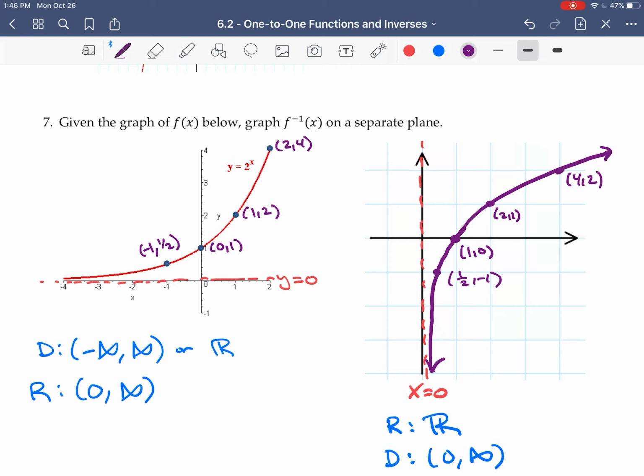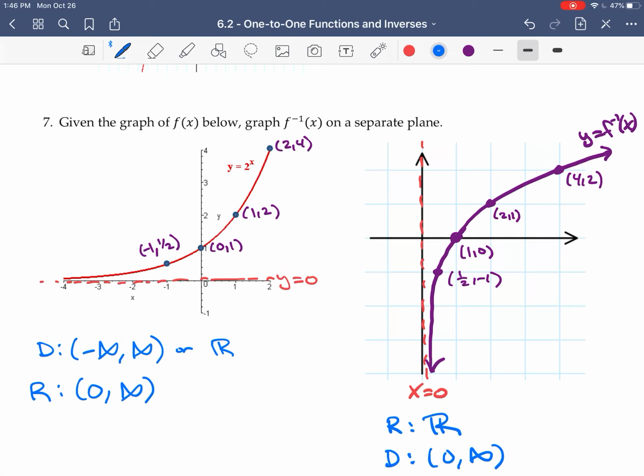So this is the inverse. This is y equals f inverse of x. Now when we get into section 6.4, we'll know what this function actually is. Okay, but for now, that's what it looks like. And all you have to do is replace each of the points.